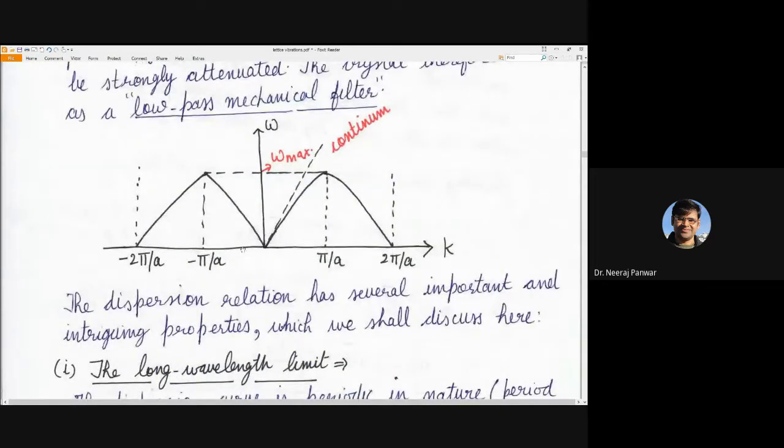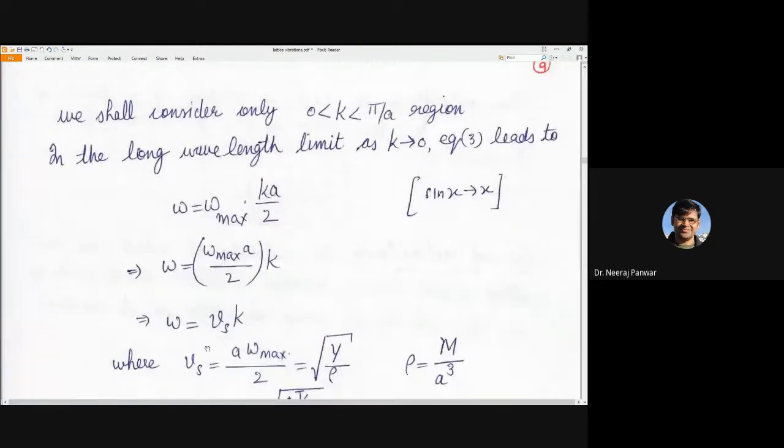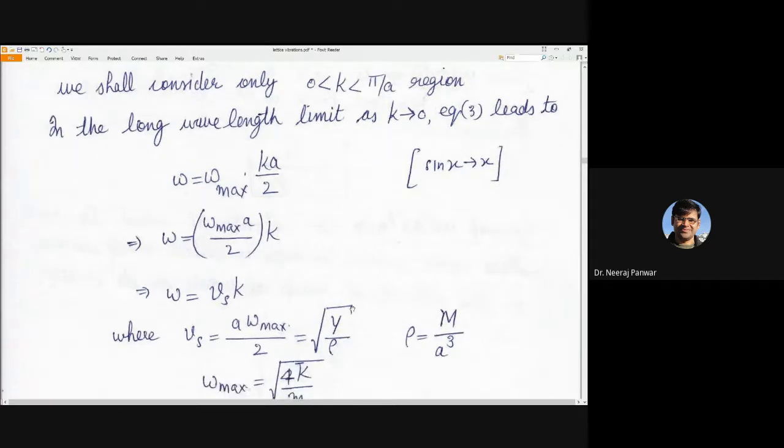In this region, the discreteness of the solid is not important. That's why the continuum behavior and the discrete behavior of the solid in this region are the same. That's why we are getting this kind of curve here. So Vs is given by a omega max divided by 2, and Vs is also, as we have seen before, the square root of Y over rho, where Y is Young's modulus and rho is the mass density, m divided by volume, a cubed.